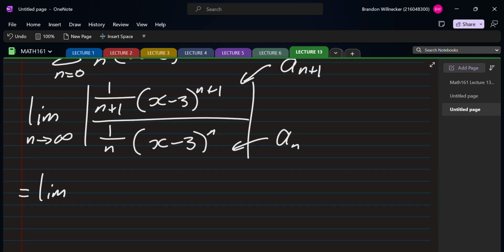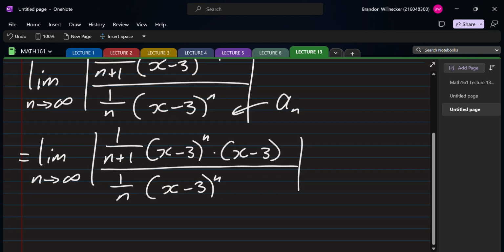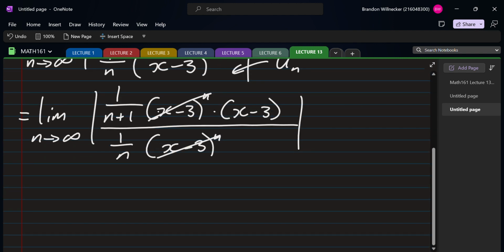Okay, so here we have the limit, n going to infinity, x minus 3 to the n plus 1, we can separate that out. So we have 1 over n plus 1, x minus 3 to the n times x minus 3, all over 1 over n, x minus 3 to the n. Okay. Now, in the top, we have x minus 3 to the n. In the bottom, we have x minus 3 to the n. We can cancel.